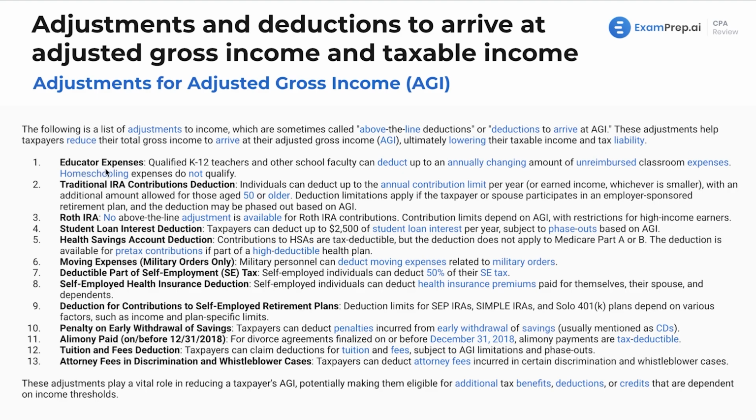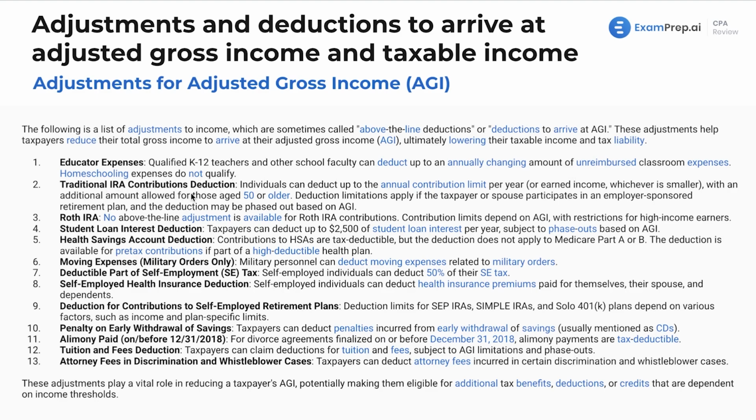First off, we're starting with educator expenses. Now, qualified kindergarten through 12th grade teachers and other school faculty can deduct up to an annually changing amount. It's usually a low amount in the few hundreds. Amount of unreimbursed classroom expenses. Homeschooling expenses do not qualify. Sorry for all you homeschoolers.